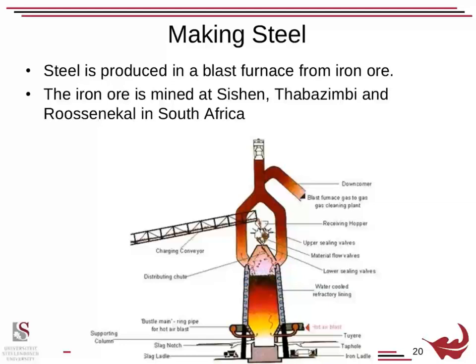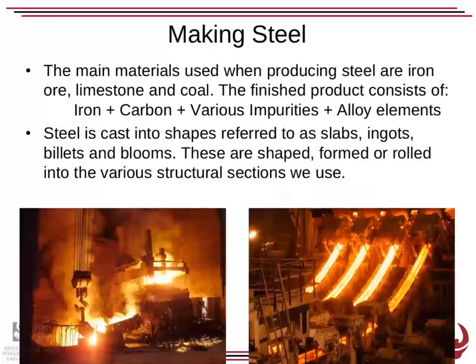Steel is produced in a blast furnace. It's mined at Sishen, Thabazimbi, Roossenekal in South Africa. The main materials used when producing steel are iron ore, limestone, and coal. The finished products are iron, carbon, impurities, alloys. And we produce it in shapes: slabs, ingots, billets, and blooms. So you'll hear those sorts of terms being thrown around in the construction industry.